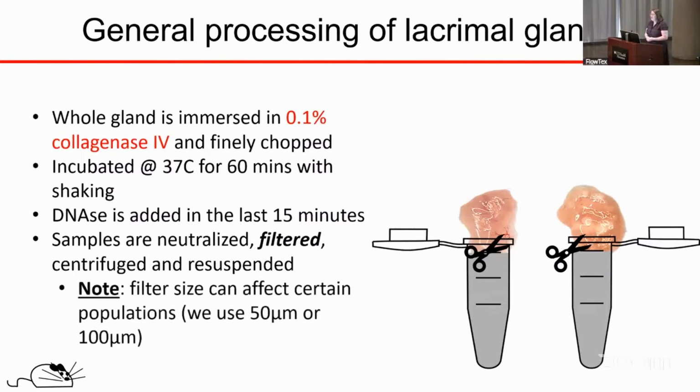Something that I want to note here is that the filter size for these tissues can actually affect certain populations. So for instance, if you're interested in macrophages, I would recommend using a larger filter size, like 100 microns, compared to 50 microns.